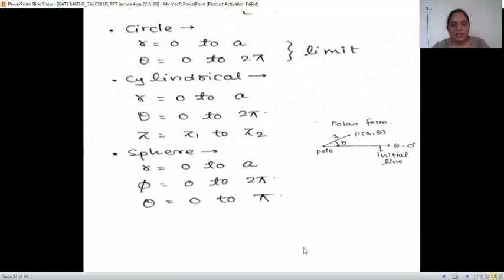So standard limits, we need to remember them. If it is a circle, then r is 0 to a and theta is from 0 to 2 pi. If it is cylindrical polar, then r is 0 to a, theta is 0 to 2 pi, and z is whatever, z1 to z2. And if it is spherical polar, then r is 0 to a, phi is 0 to 2 pi, and theta is 0 to pi.